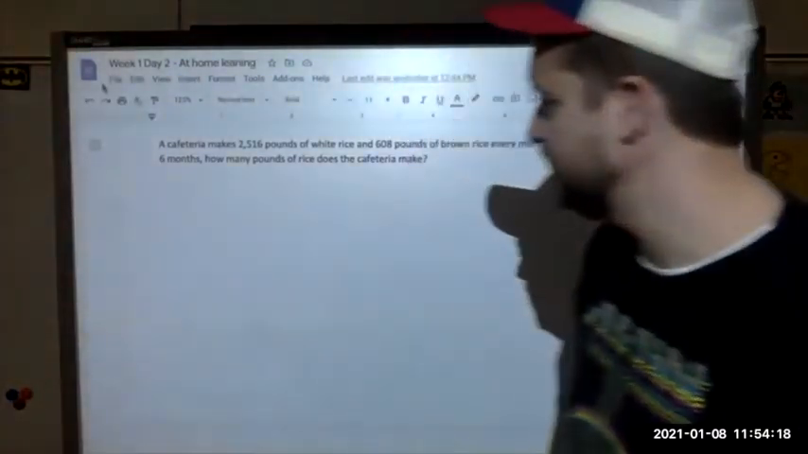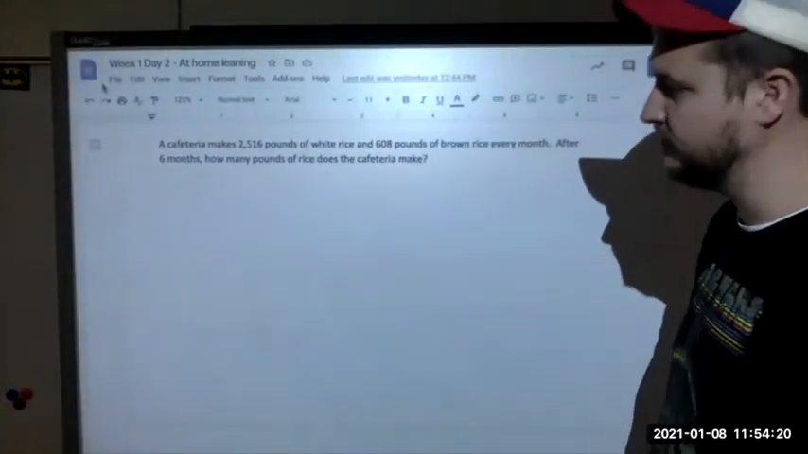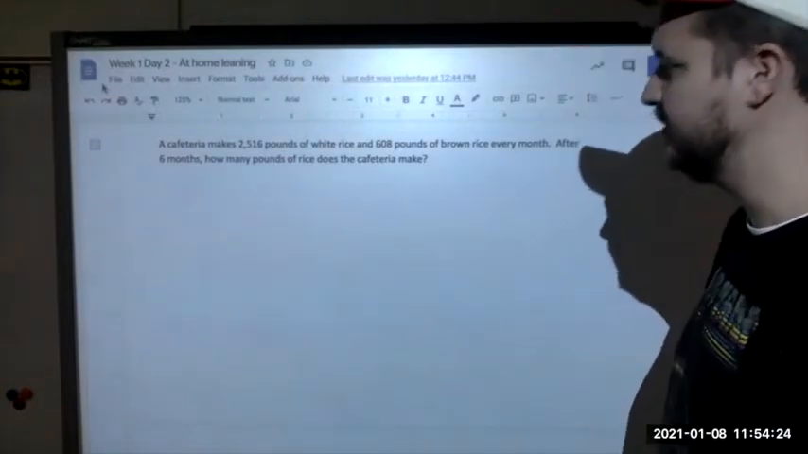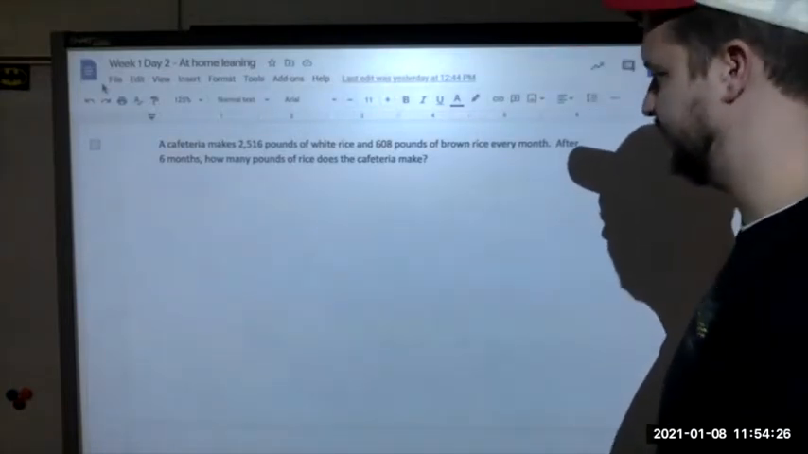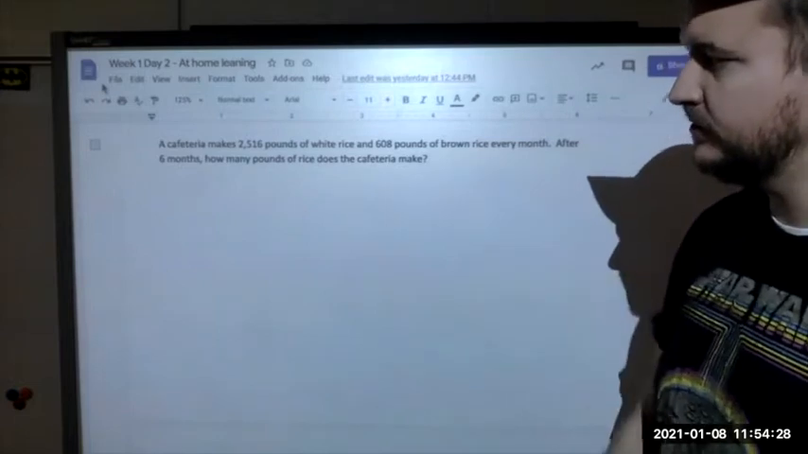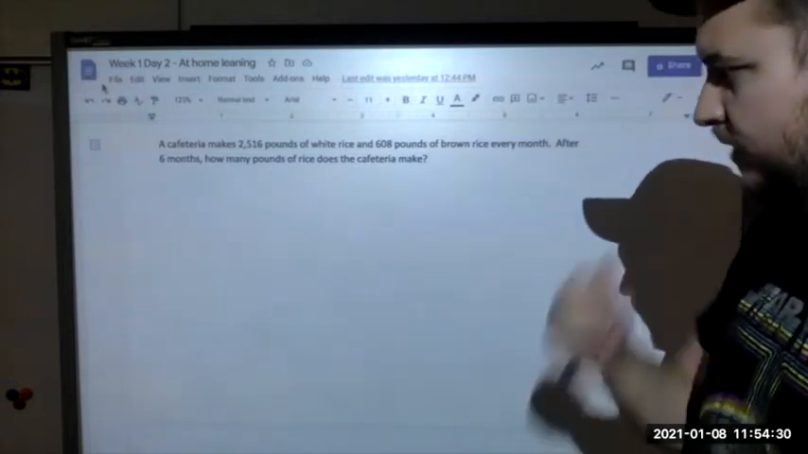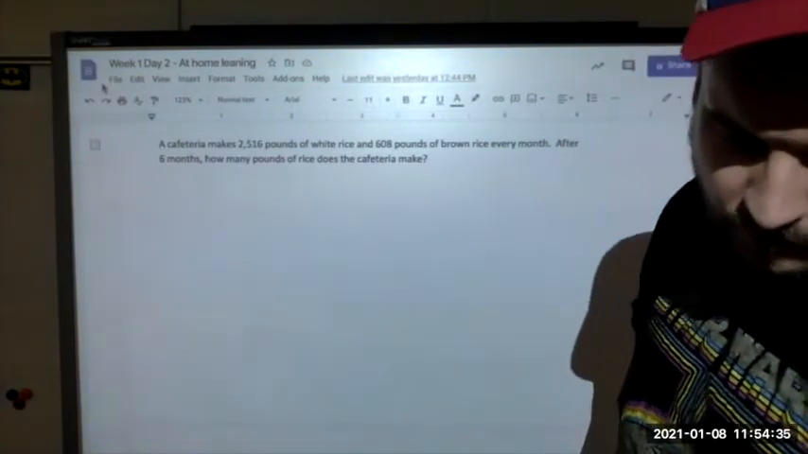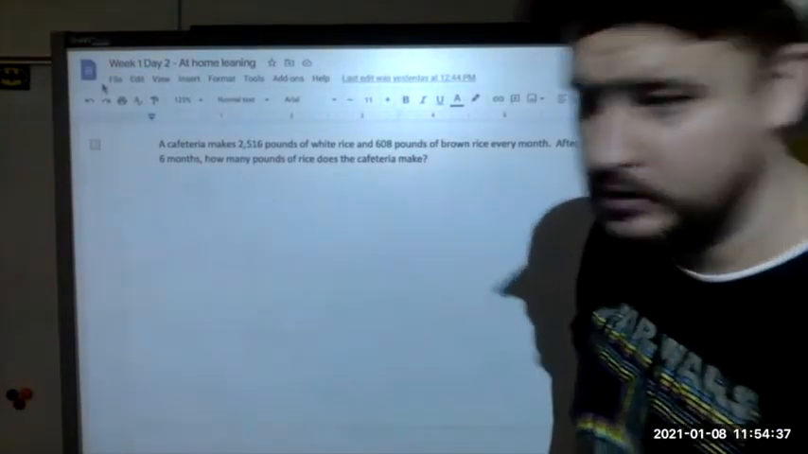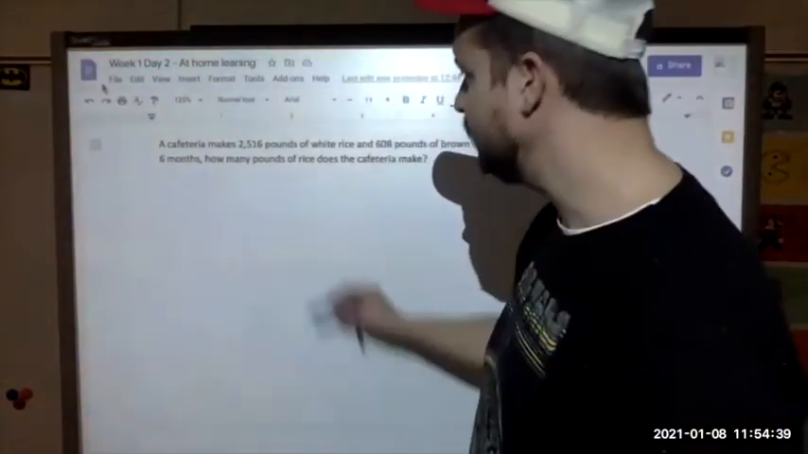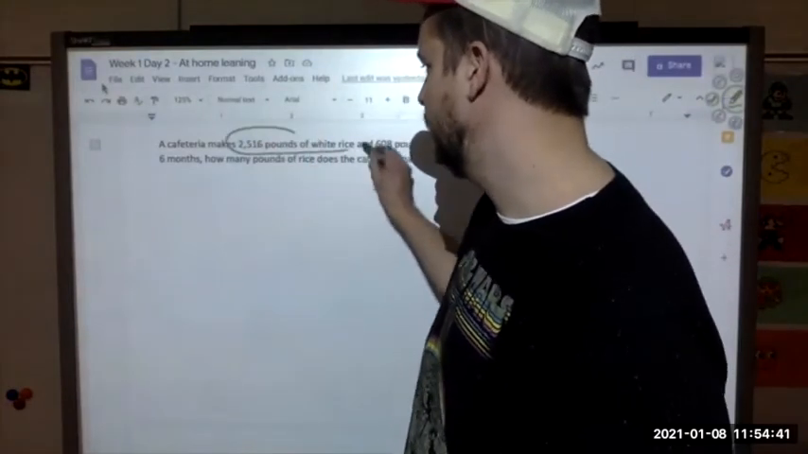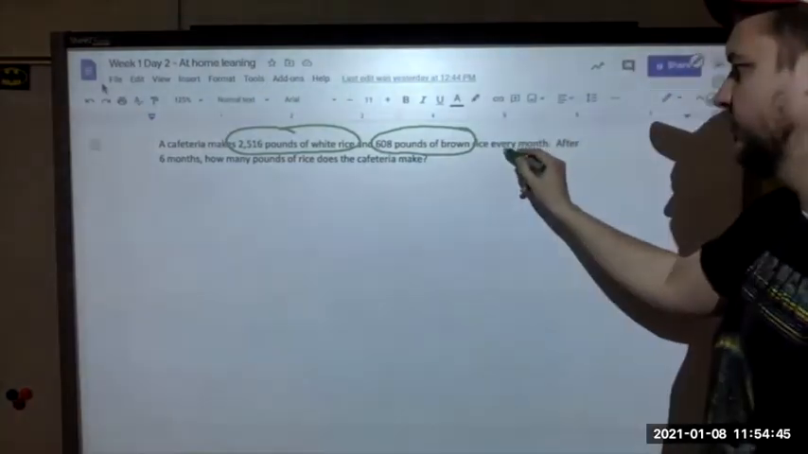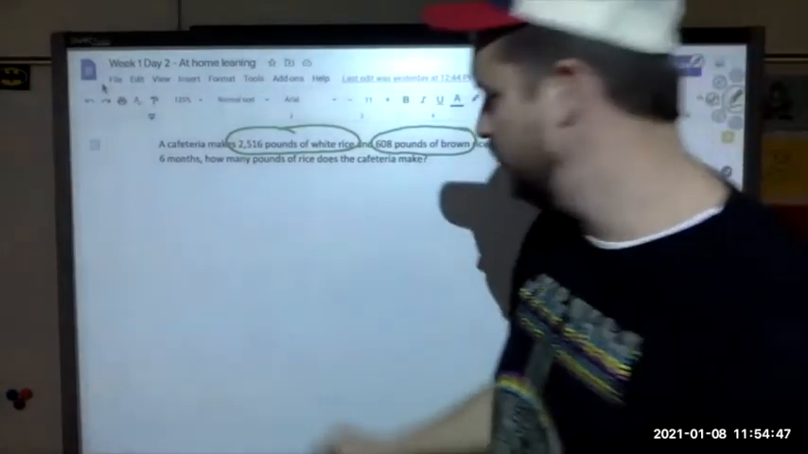If you look at the question, it says a cafeteria makes 2,516 pounds of white rice and 608 pounds of brown rice every month. After 6 months, how many pounds of rice does the cafeteria make? Okay, so we're dealing with a two-step process here. We're given two numbers, white rice and brown rice. That's for 1 month. So we need to work that out over here.